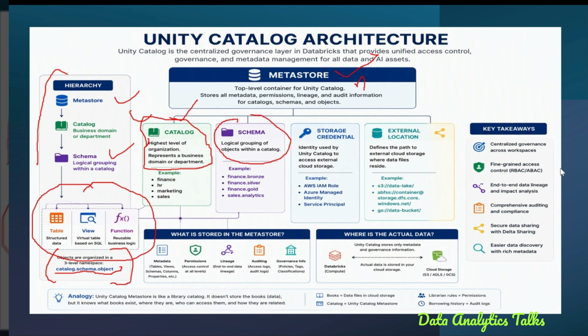Under sales, sales.analytics.orders: in the sales catalog, the analytics schema, we have an orders table or view. I think this is very clear now.